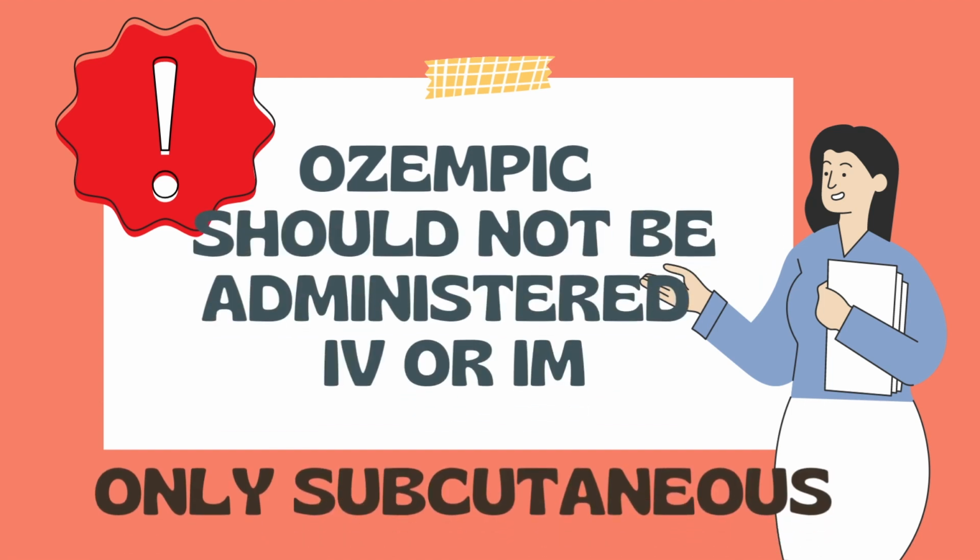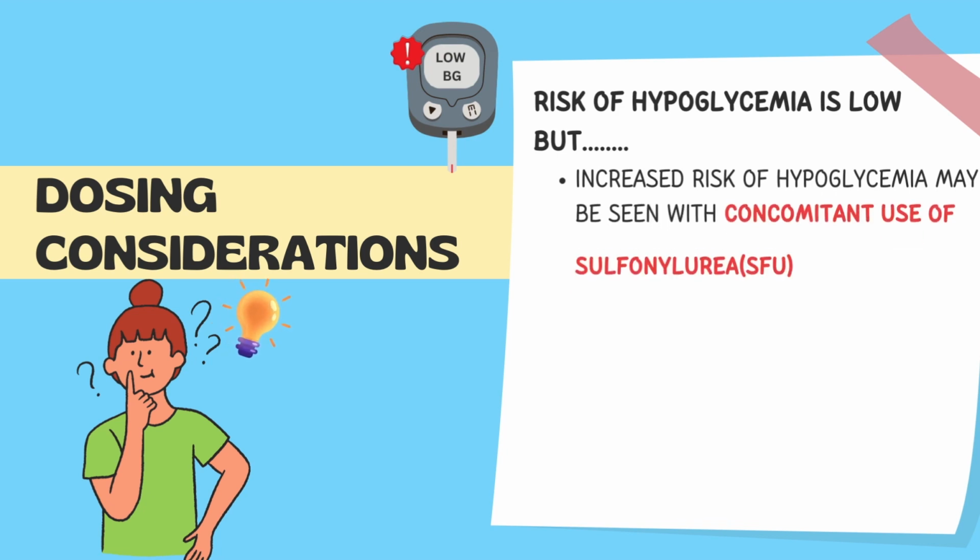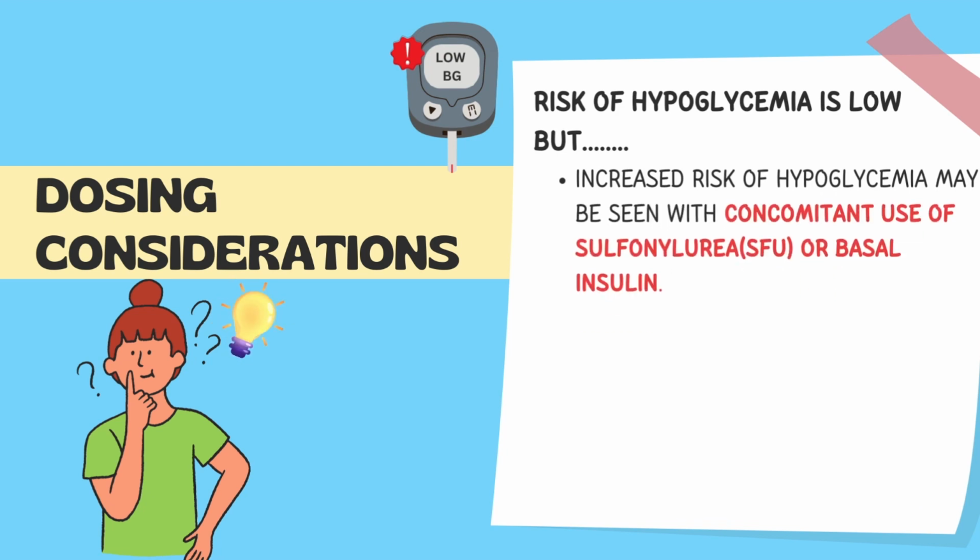Remember, Ozempic should not be administered by IV, intravenous, or IM, intramuscular. It's only given by subcutaneous injection. Alright, so let's look at the risk of hypoglycemia. Generally, the risk of hypoglycemia with Ozempic or semaglutide is quite low. The risk is increased if it's used alongside other drugs that can cause hypoglycemia. For example, the sulfonylureas or glinides, these actually cause insulin secretion, which can lead to hypoglycemia. And other drugs also include insulin, which can also cause hypoglycemia.